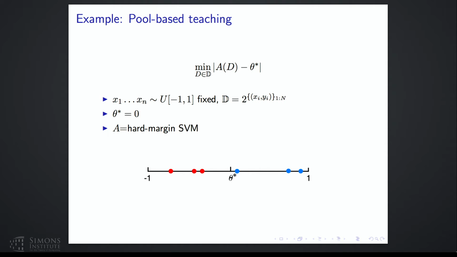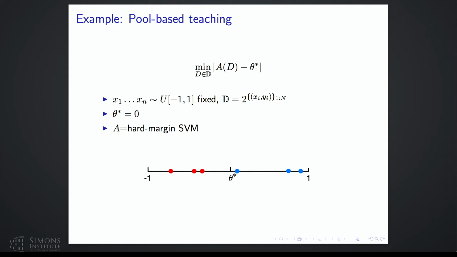Importantly, we assume A is not just any version space learner. A has to be the hard margin SVM, meaning that if you give it a training set, it's going to look at the innermost pair and put the boundary right in the middle. So the question is, given that, what kind of accuracy can you achieve as a teacher?